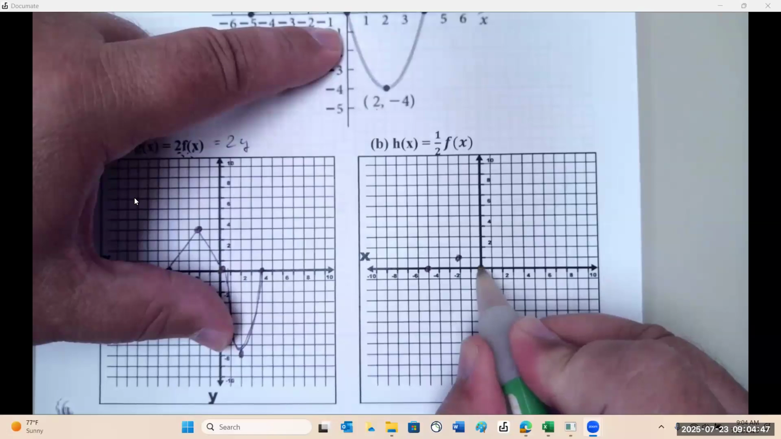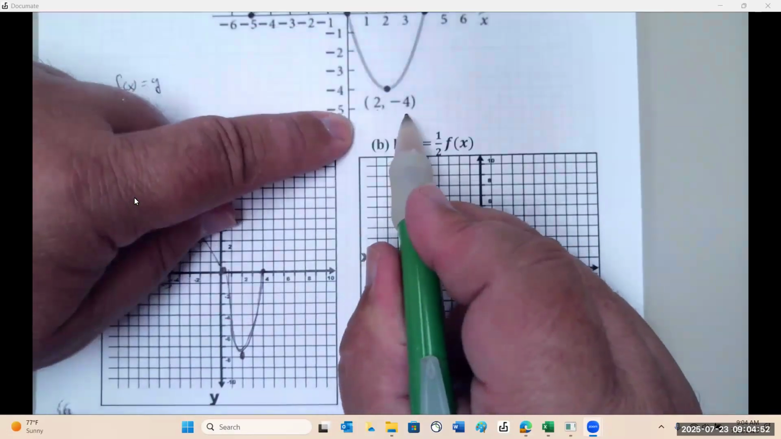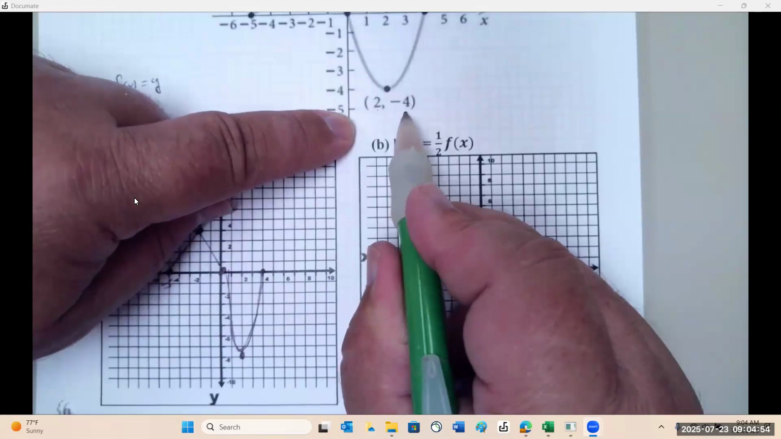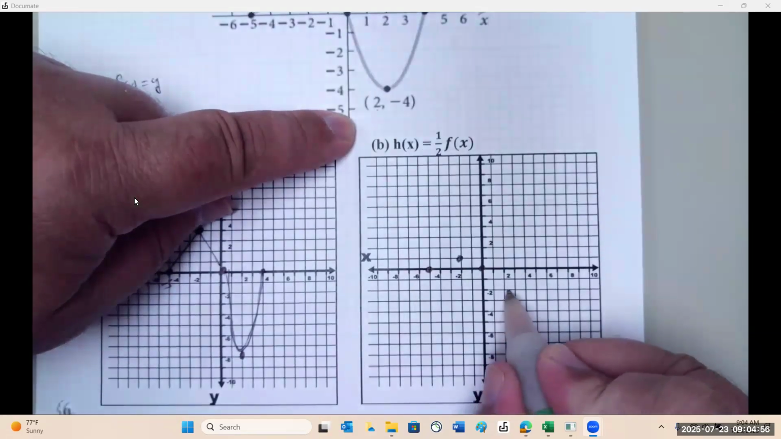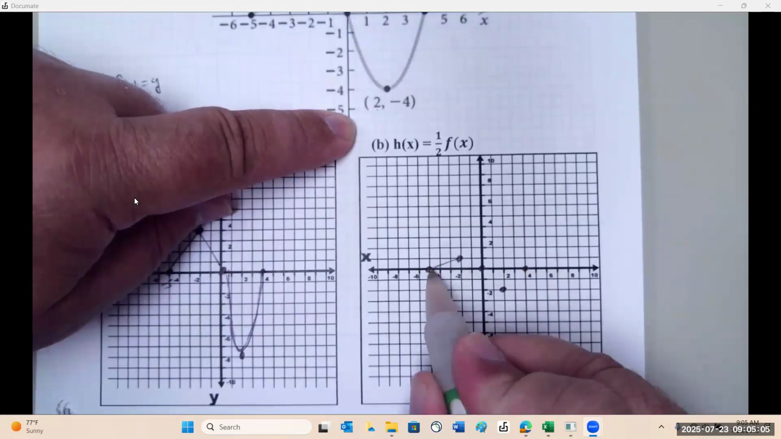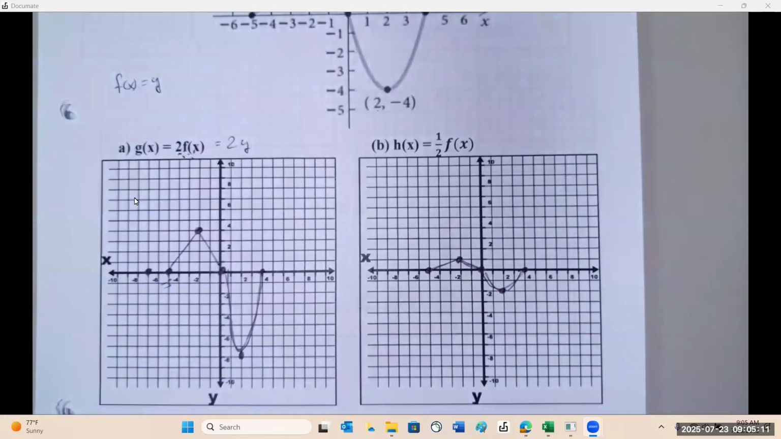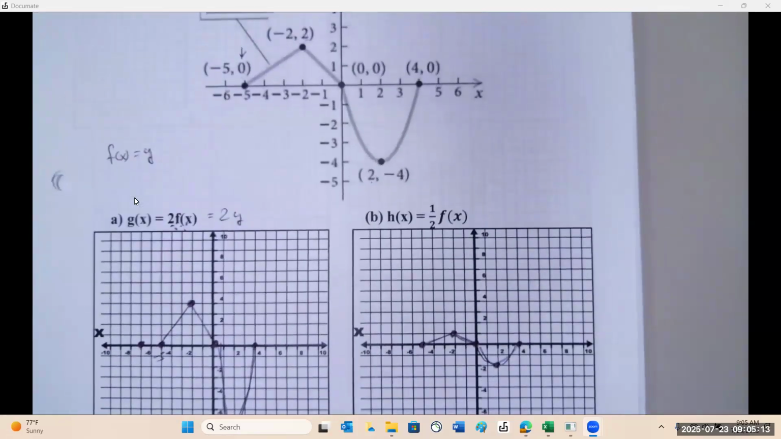The origin stays the same. Negative 2, negative 4 becomes what? 2, negative 2. And 4, 0 stays the same. So what have I done there? I shrunk it. I vertically shrunk it.